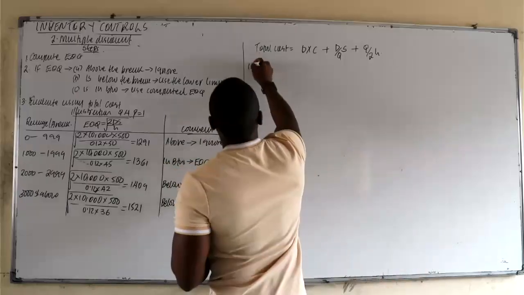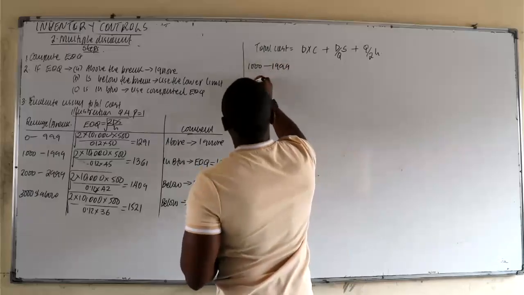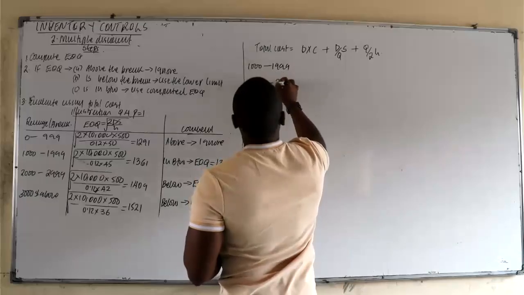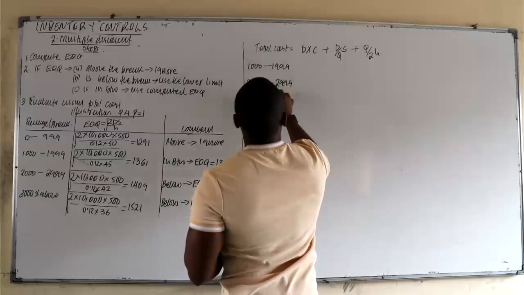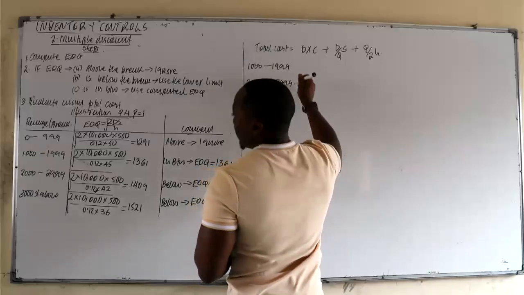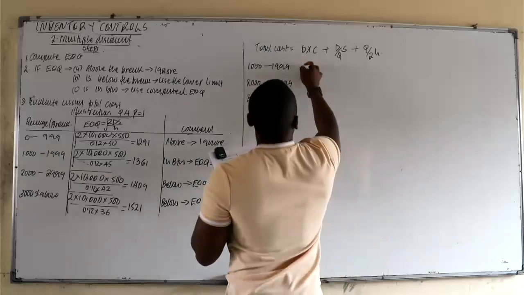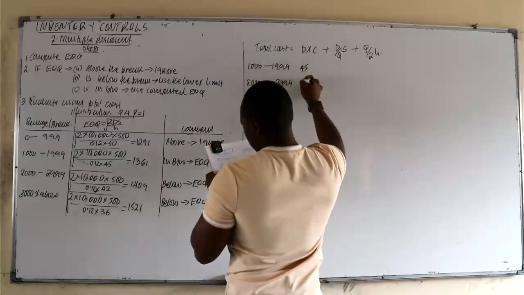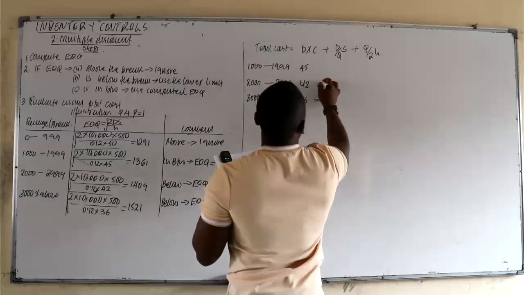So between 1,000 to 1,999, 2,000 to 2,999, and 3,000 and above, you are given the price. Between 1,000 to 1,999, you'll pay an amount of 45. Here you'll pay an amount of 42. Here you'll pay an amount of 36.